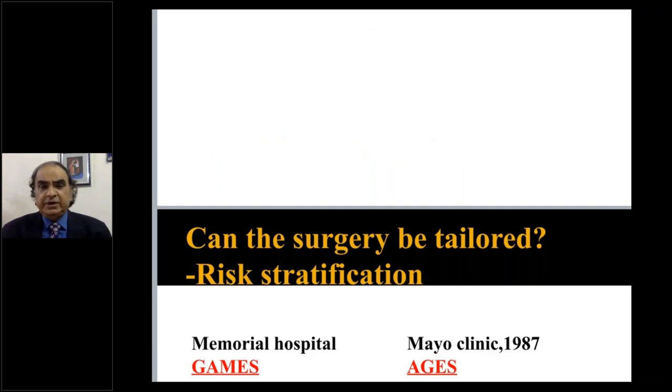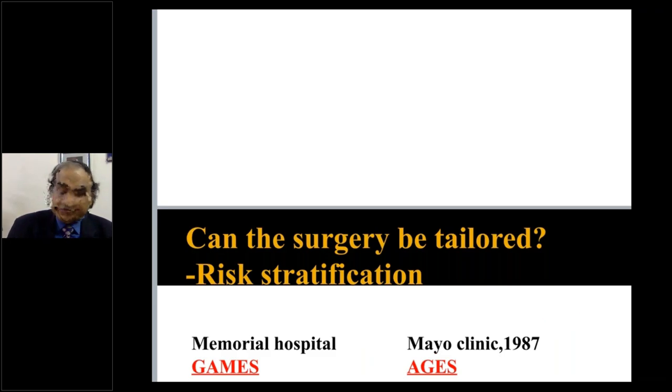Can surgery be tailored, or can we do some risk stratification? We know there are various methods: AMES, GAMES, DAMES, MACIS. We are all aware of it, and I must have discussed it many times. GAMES is from Memorial Hospital, which is grade added. The rest is like what you have in AMES. The Mayo Clinic has removed M and added grade. So they're all working differently, but they probably have the same logic in taking various parameters.